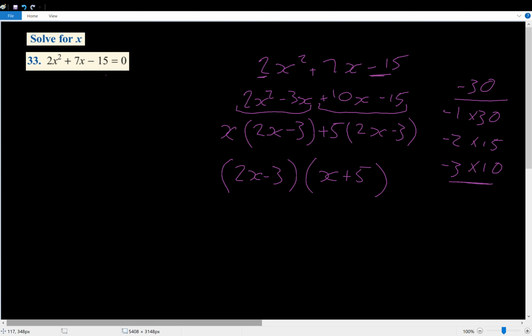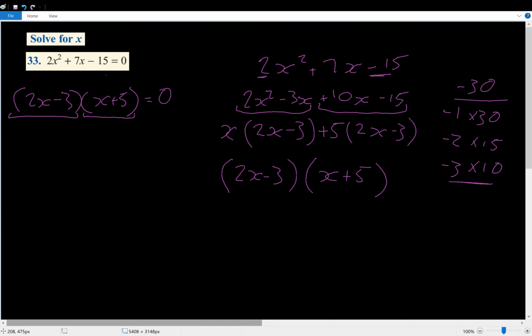So back over here to the left, we're going to rewrite this equation, but instead of the expression on the left, we're going to write our factorized version. So we're going to have 2x minus 3 times x plus 5, and that's equal to 0. When you get a multiplication like this, where you have one thing, which in this case is the first bracket, multiplied by a second thing, which is our second bracket, and it is equal to 0, that means that in order for this equation to work, one or both of those things has to equal 0. So either 2x minus 3 is equal to 0, or x plus 5 is equal to 0.